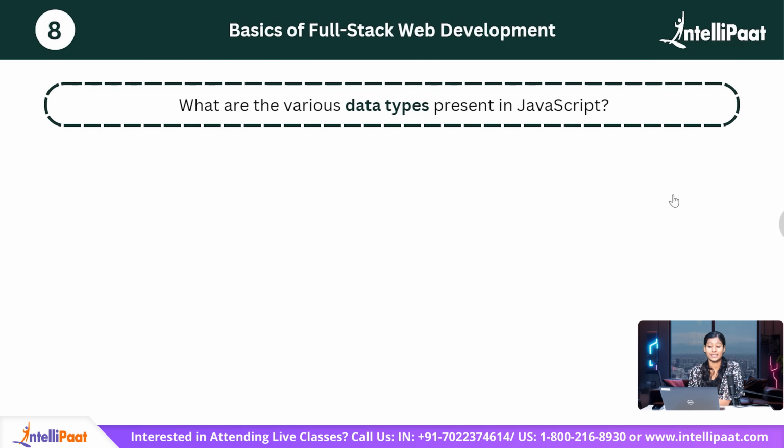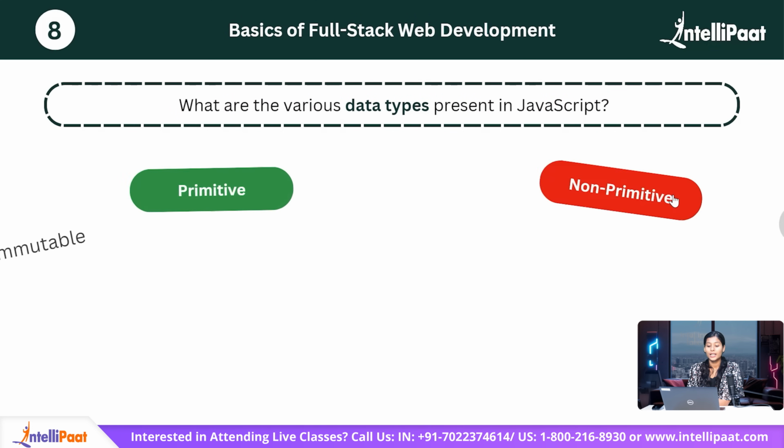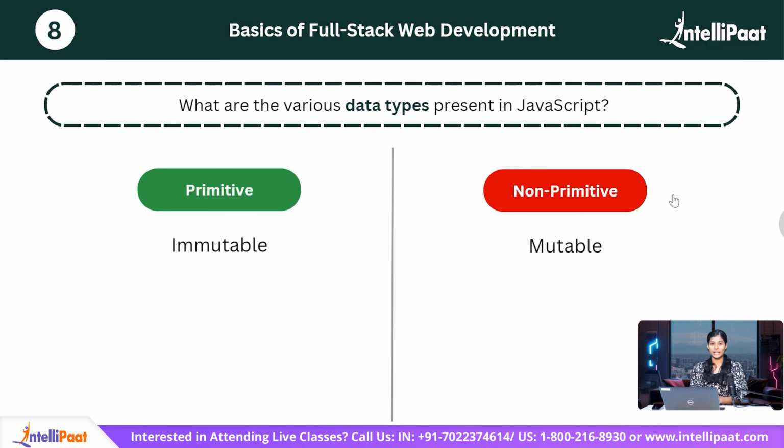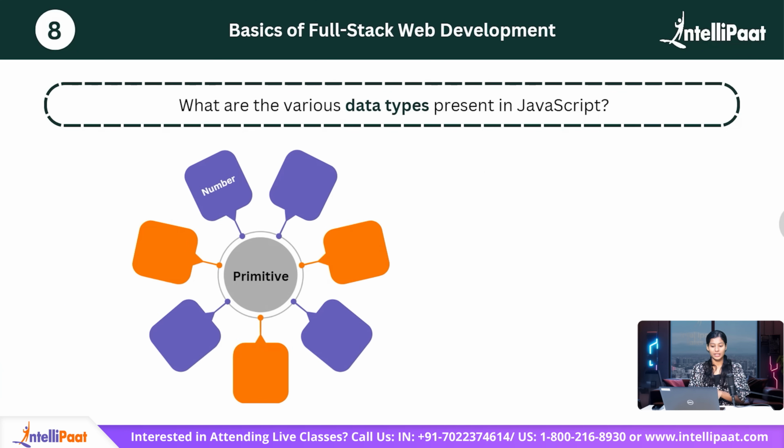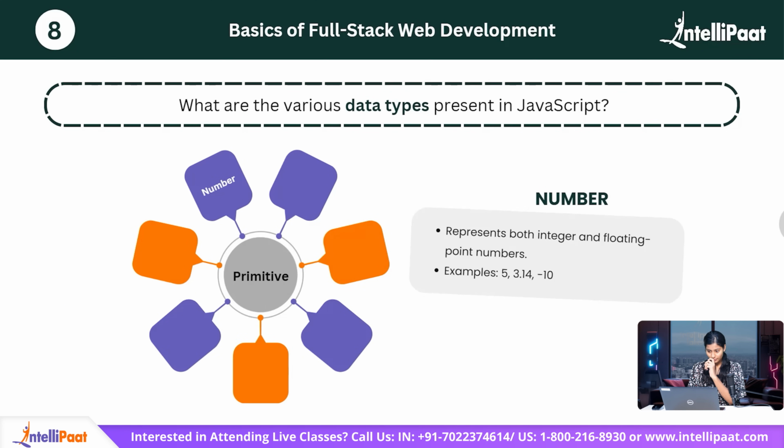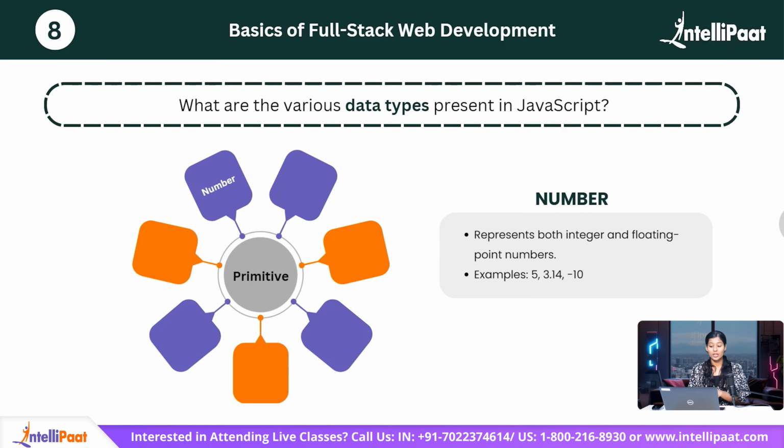Moving on to our next question. What are the various data types present in JavaScript? Now in JavaScript, there are basically 2 main types of data, that is the primitive and the non-primitive. Primitive data types are immutable, that is their value cannot be changed, and non-primitive are mutable, that is their value can be changed. Now inside primitive, we have 7 data types, starting with the number. Number represents both integer and float points, like 5, 3.14, -10, etc.